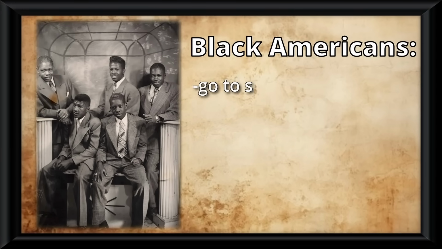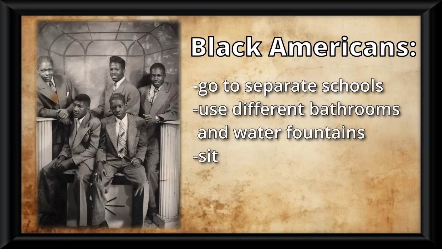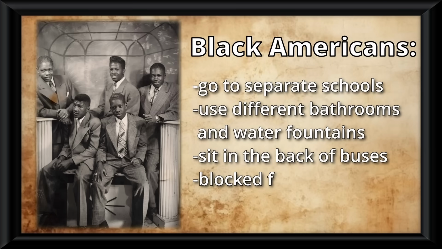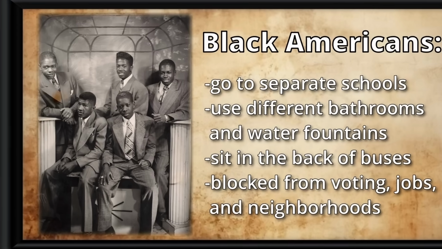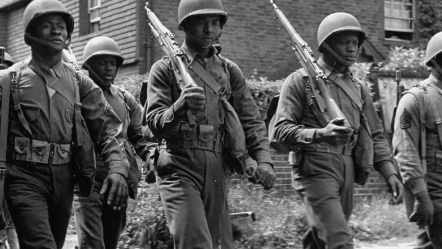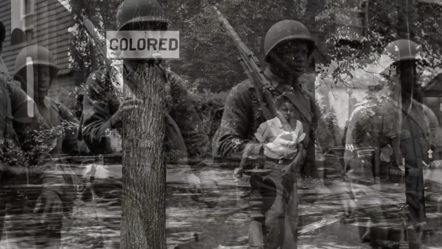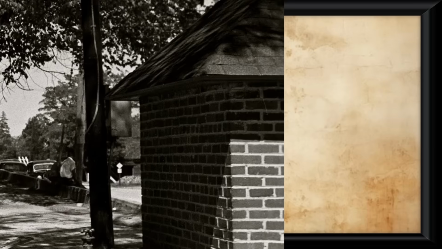So let's look at a typical group of Black Americans in the 1950s. You might be surprised to know this, but at this time, Blacks were legally forced to go to separate schools, use different bathrooms and water fountains, sit in the back of buses, and were often blocked from voting, certain jobs, and even neighborhoods, all because of the color of their skin. So now, a lot of Black soldiers fought for freedom in World War II, and then they come back to legally sanctioned segregation at home. This was not sustainable anymore.